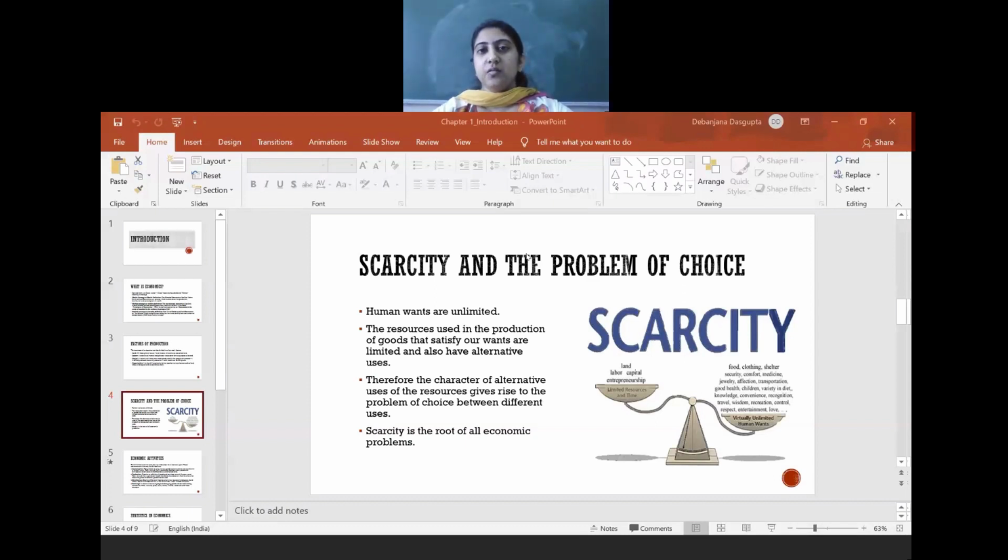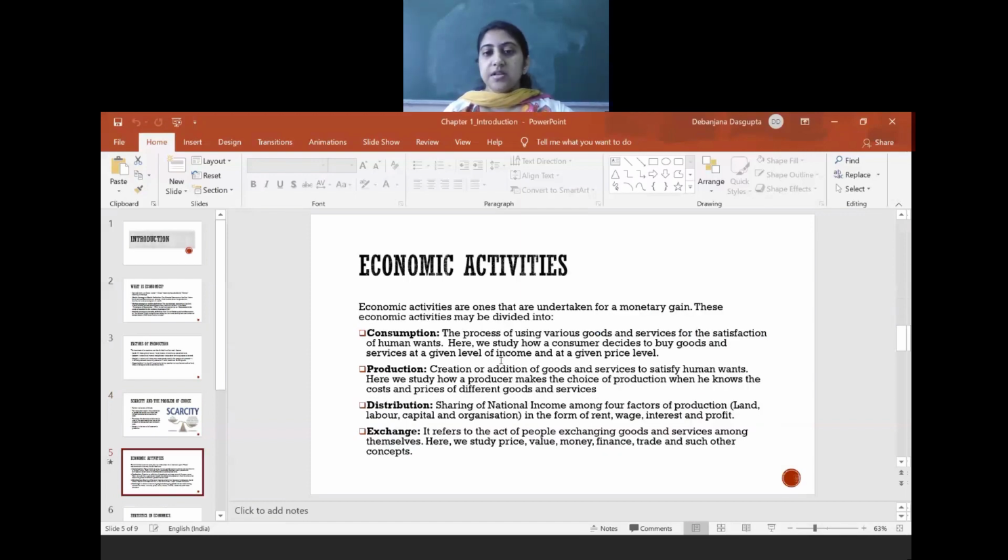Now, let's see what are the different economic activities that individuals do. Now, what is economic activity? Economic activities are ones that are undertaken for monetary gain. We need to understand this. There are two kinds of activities. One is economic and the other is non-economic activities. Economic activities are the ones where there is some monetary gain.